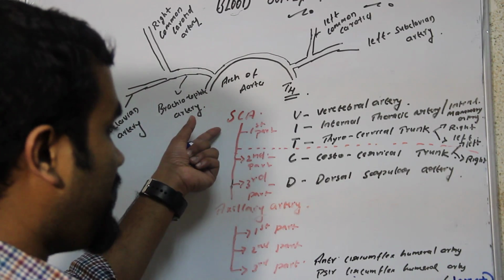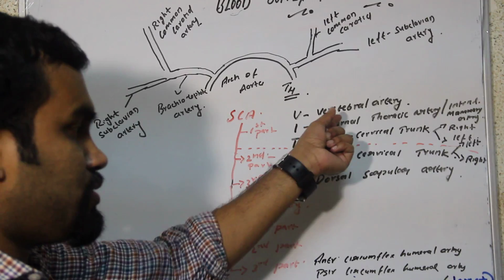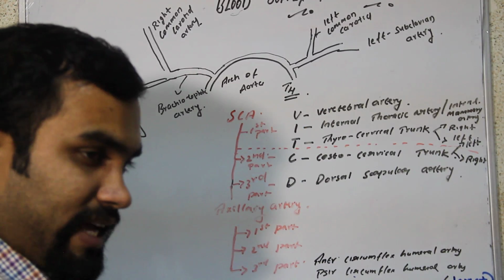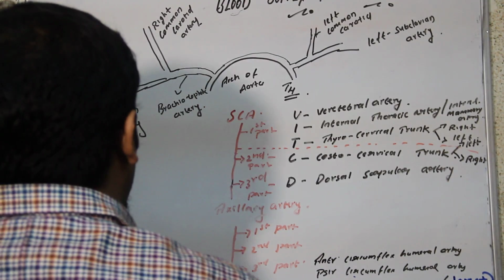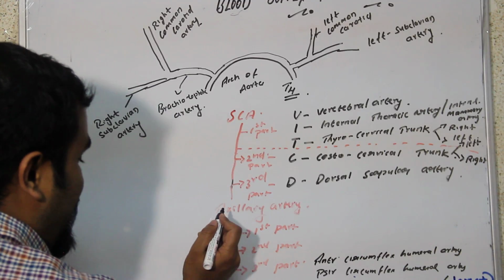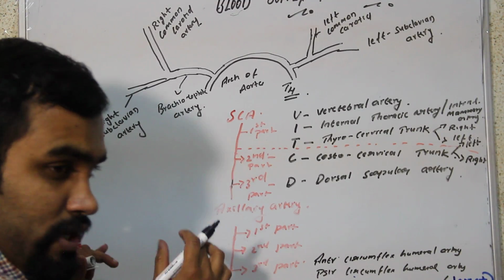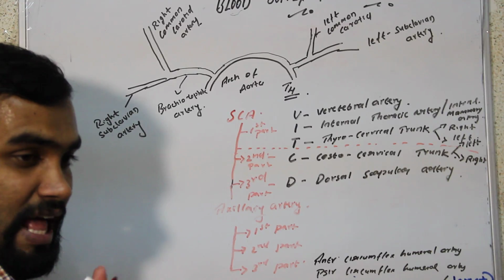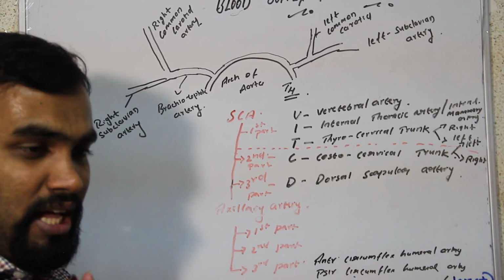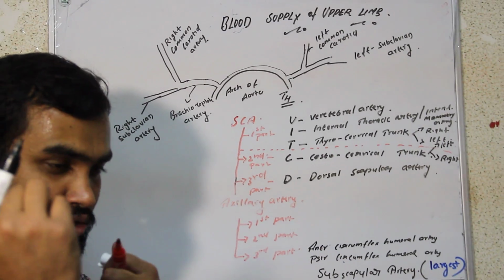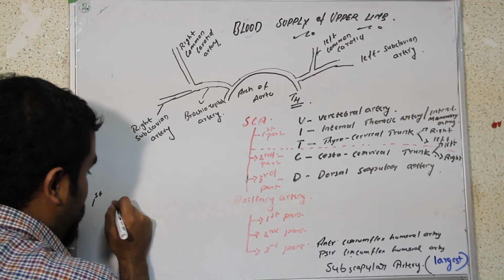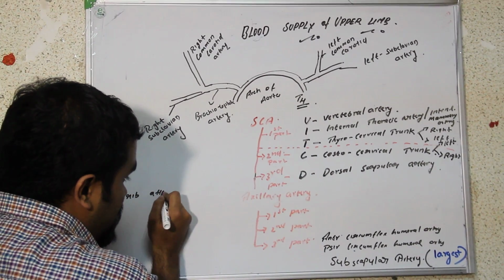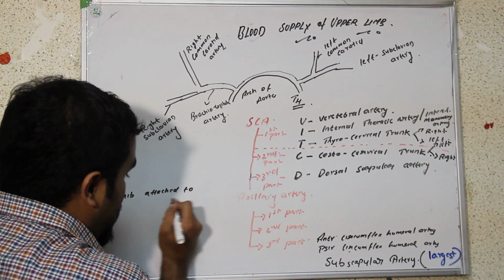So start from the subclavian artery, then it goes to the axillary artery. After the axillary artery, we will form the brachial artery. Where is the location where the axillary artery forms? It is the location where the first rib attaches to the clavicle. This location is where the axillary artery is formed.